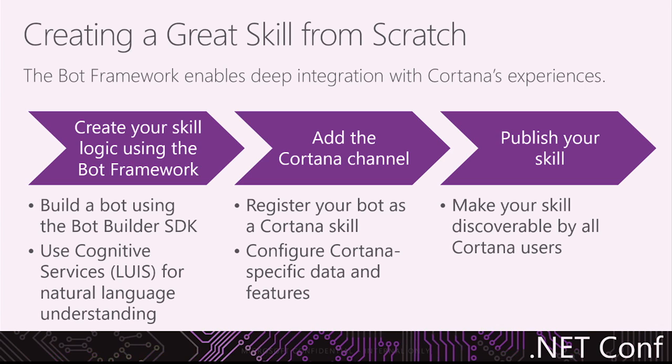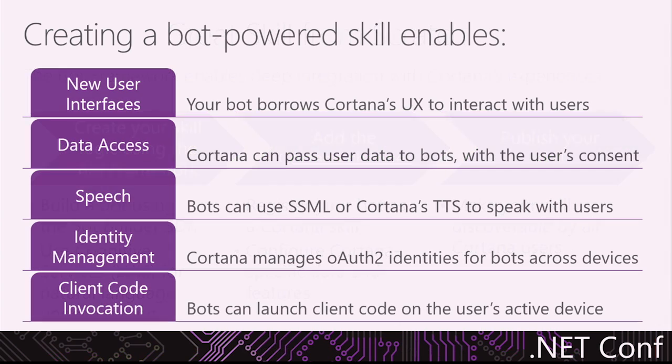Once I've created my bot and I've added the Cortana channel, which means adding all the metadata to Cortana as the runtime, right? I then get access to very specific features with Cortana. Things like access to customer data, things like managing accounts and OAuth 2 identities, right? And once they're published, my bots and my skills become discoverable by all Cortana users.